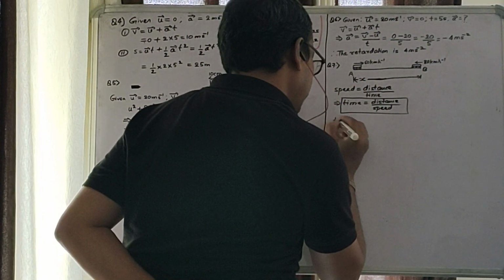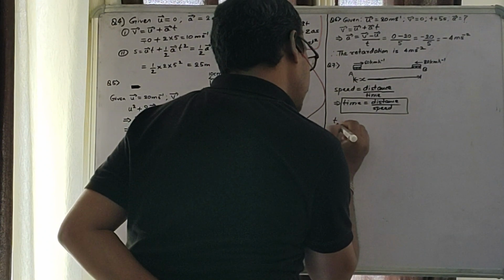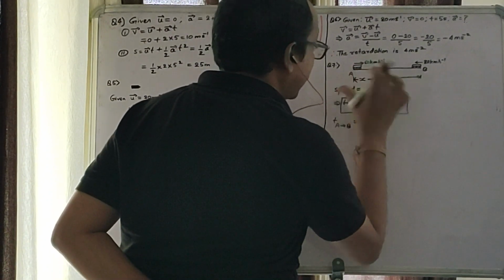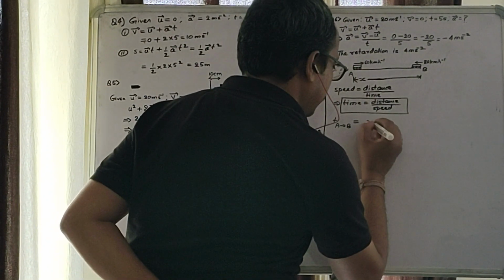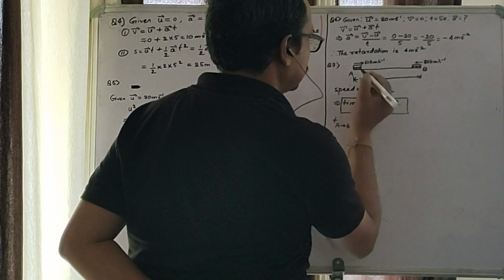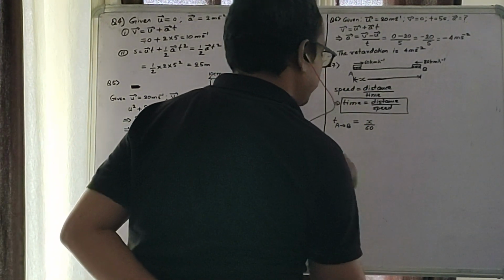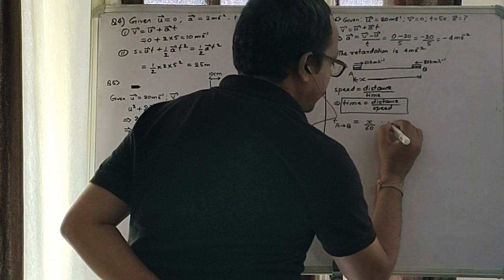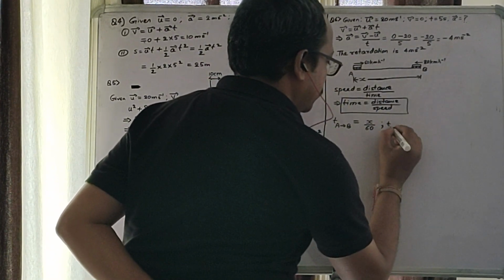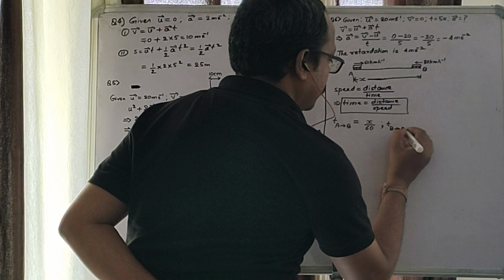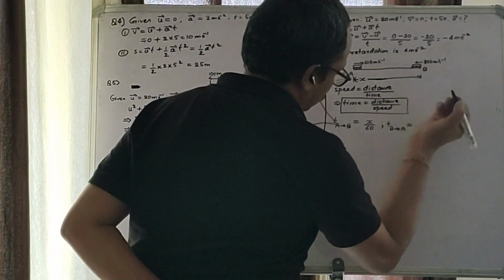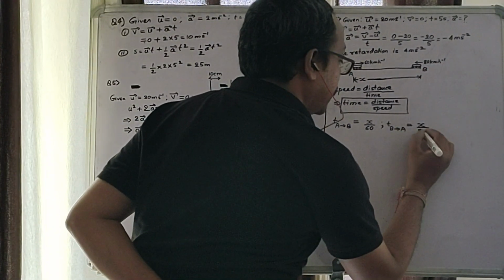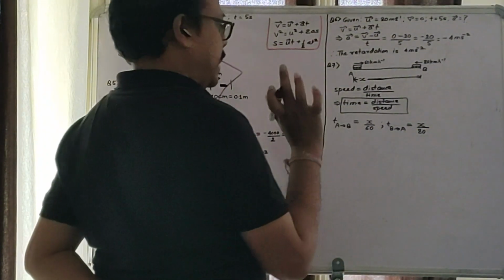So we will write the time taken from A to B. The distance is x and the speed is 60. Similarly, can we calculate the time taken from B to A? The distance remains x, and this time we have to divide it by 80. So we got the total time elapsed.